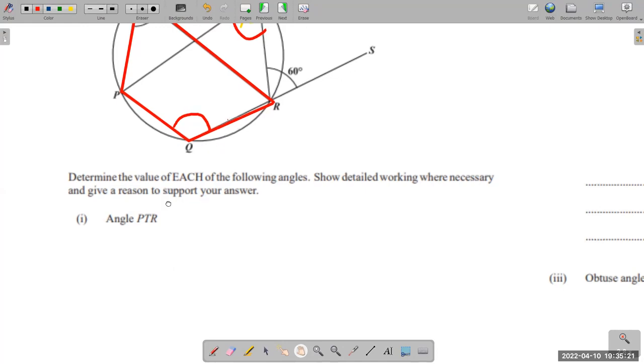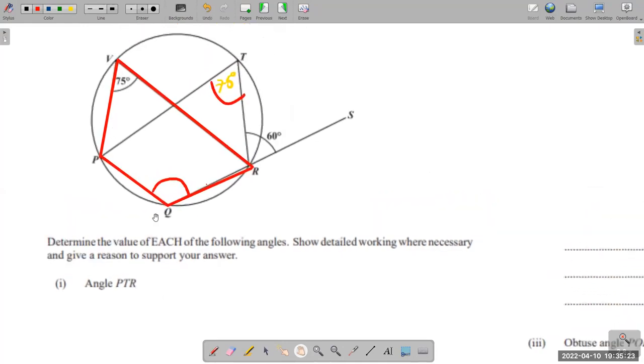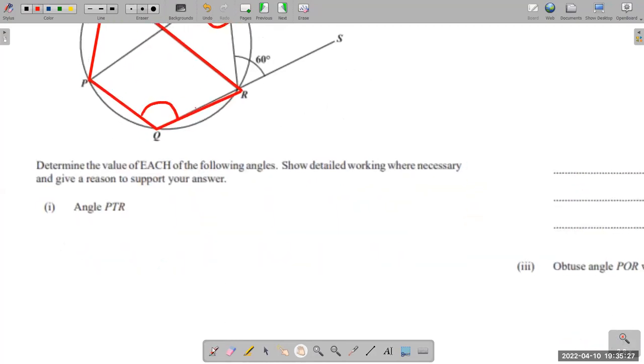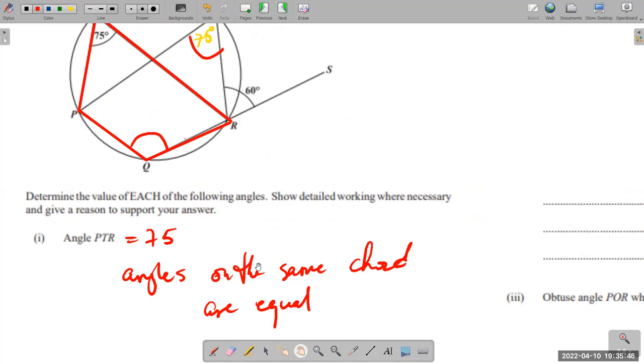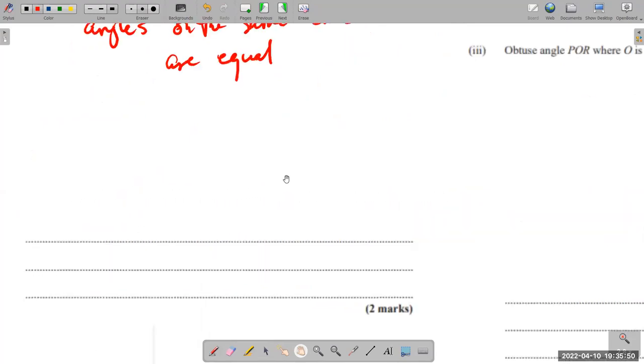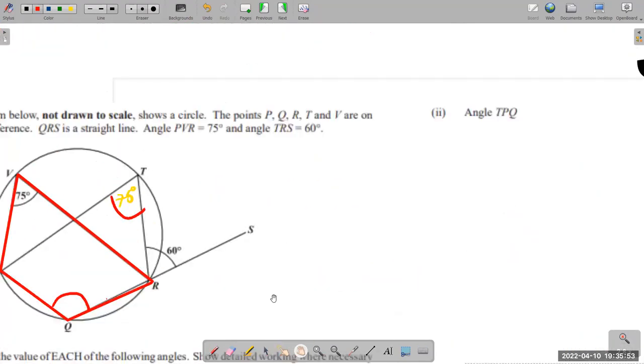Yeah. So let's look at the first one, PTR. PTR, we don't find it. Oh my God. So we know we just put what? PTR equals 75, because angles on the same chord are equal. Everybody see the strategy and how it's helping? Be honest. Doesn't it help a lot when you come to the question? It makes it so much easier for you to see what you need to see.